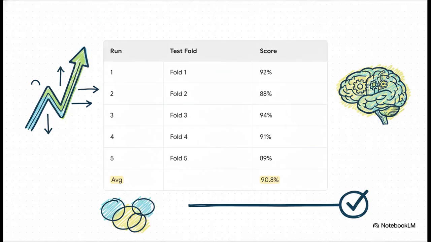And this is where it all comes together. Check out these results. Just look at the scores we got on each run. One time we got 92%, then 88%. Another time we got a whopping 94%. Now think about it. If we had only done that simple train/test split, we could have gotten any of those scores just by pure luck. Talk about unreliable. But by averaging all 5, we get a final score of 90.8%. That number, that is an estimate we could actually trust.